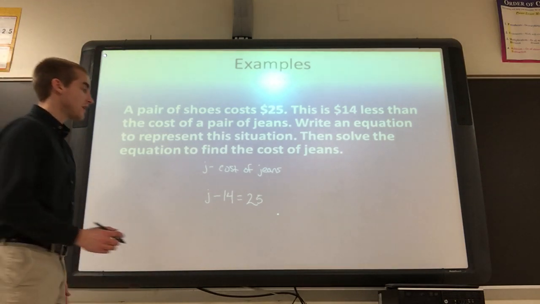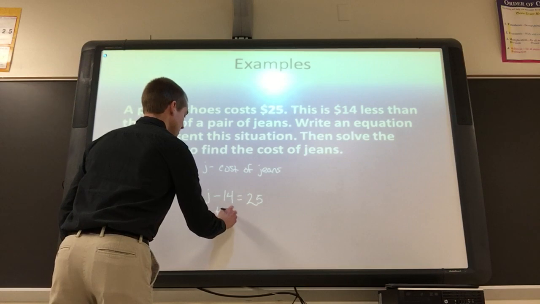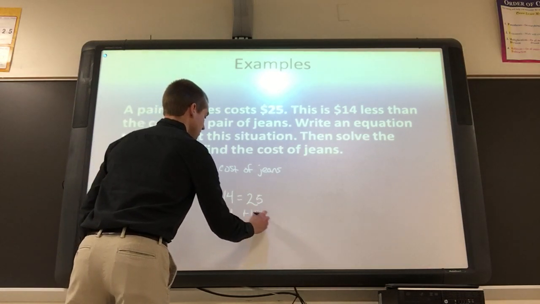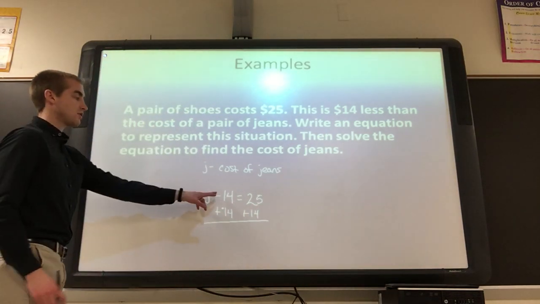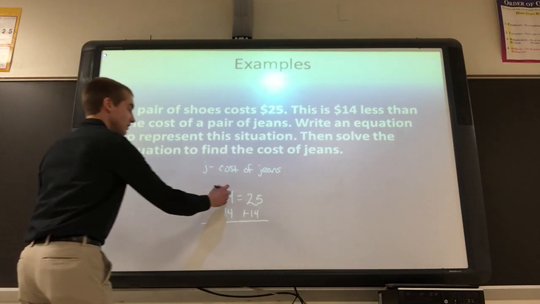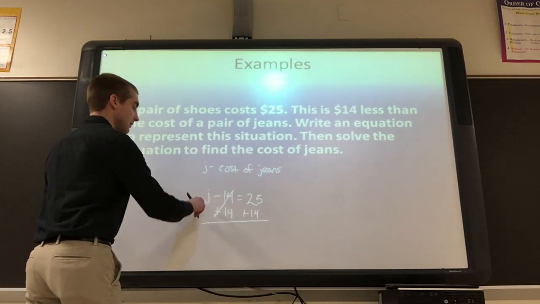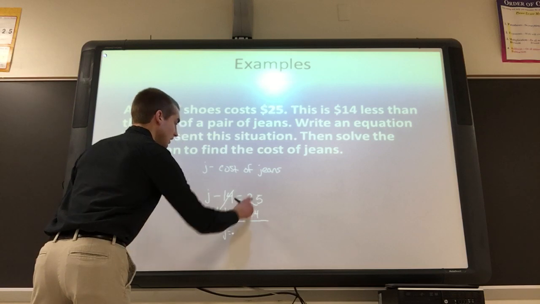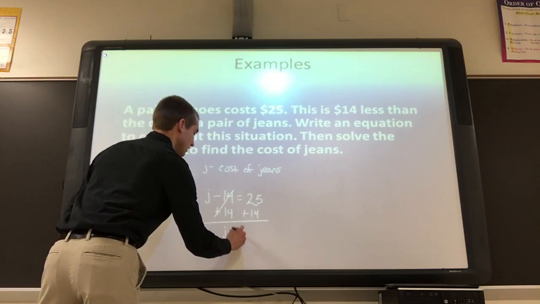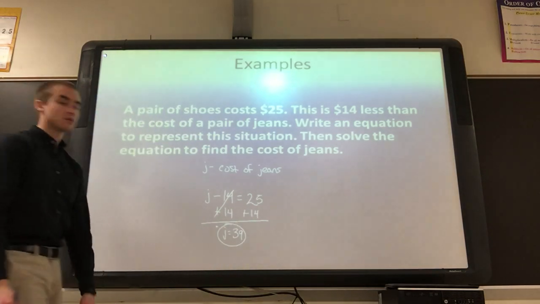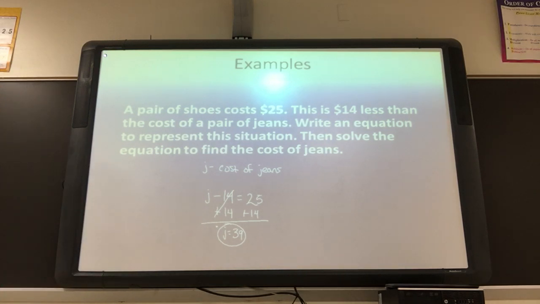Okay, so then to solve that equation, I would add 14 to both sides because I'm doing the opposite operation. If I subtracted here, I need to add to get rid of it. Those are going to cancel out. I'm left with J on one side. 25 plus 14 gives me 39. So J equals 39. The cost of a pair of jeans is $39.